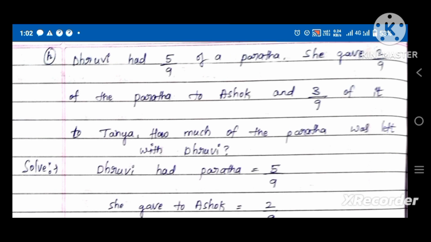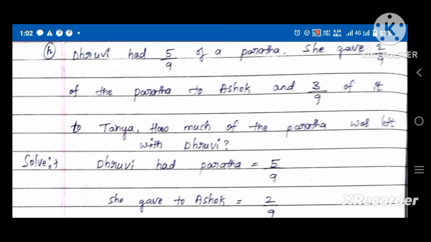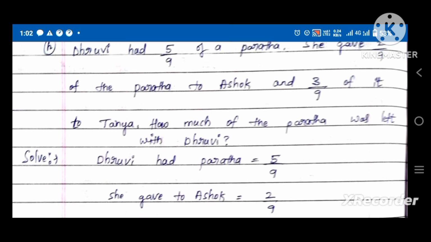Solve. Dhruvi had paratha is equal to 5 by 9. She gave to Ashok 2 by 9.